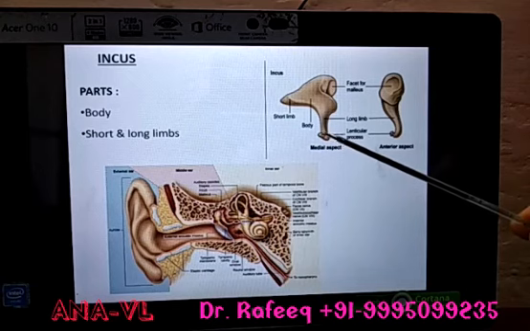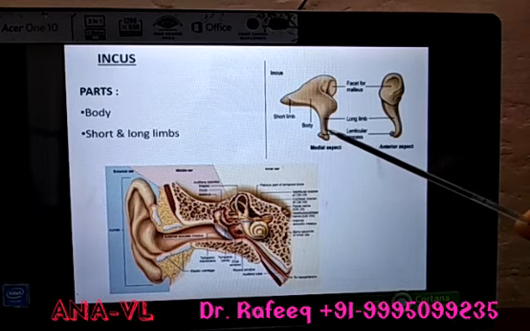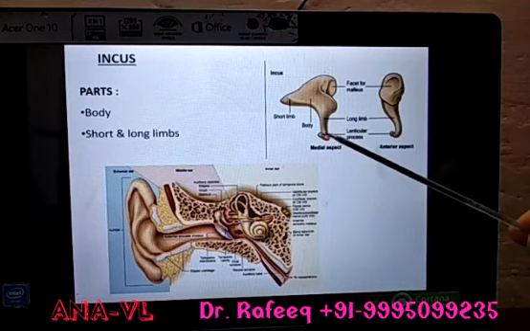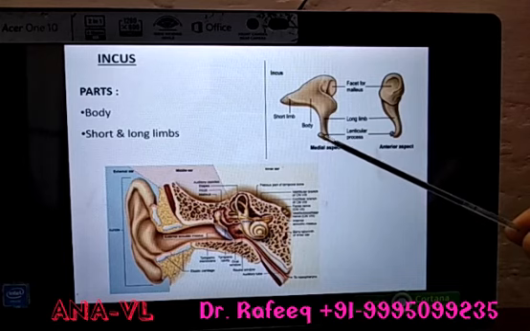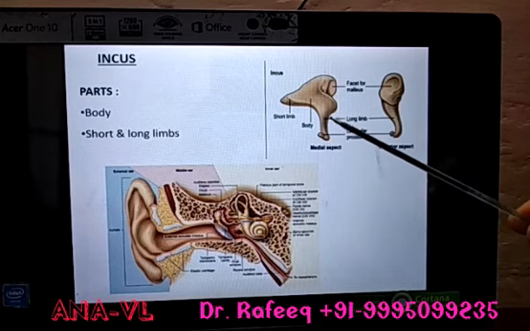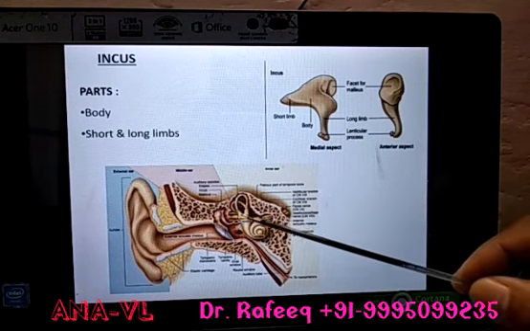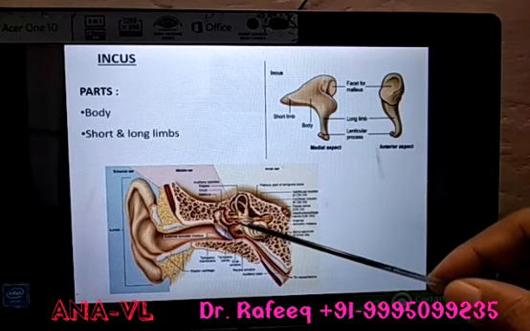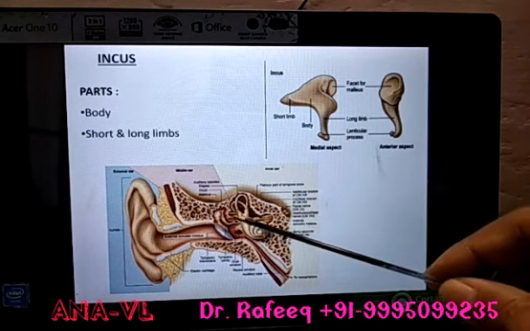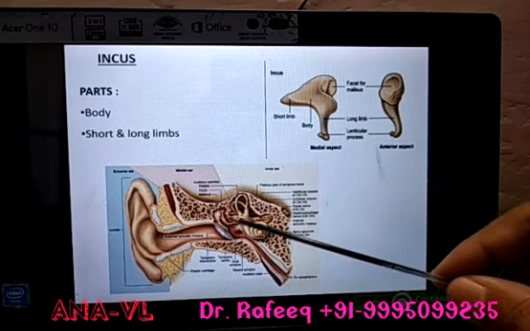So here you can see a small nodular process. This is called the lenticular process, or also the lenticular nodule. The lenticular nodule is a rounded nodular process at the lower end of the long limb or long process of the incus. This lenticular nodule forms a joint with the head of the stapes, and that joint is called the incudostapedial joint.